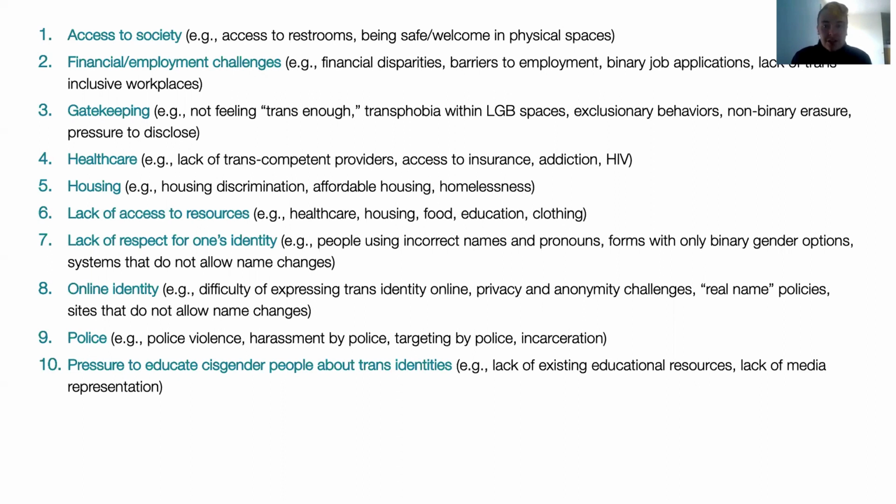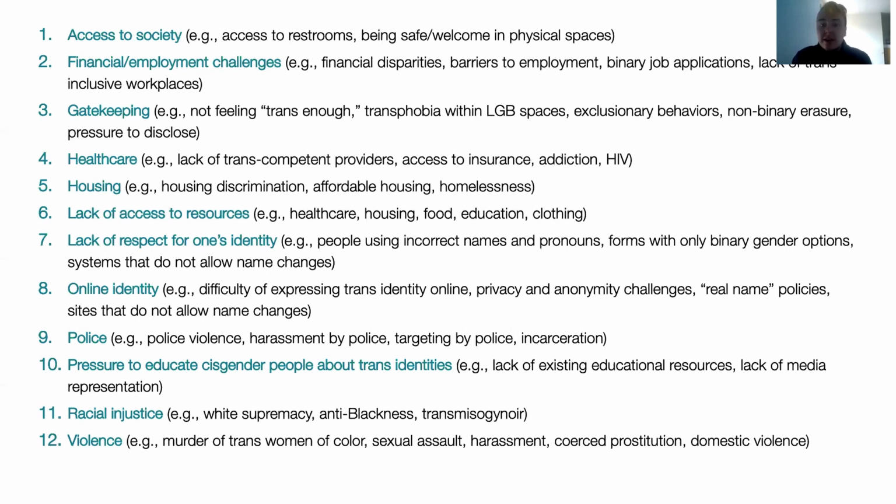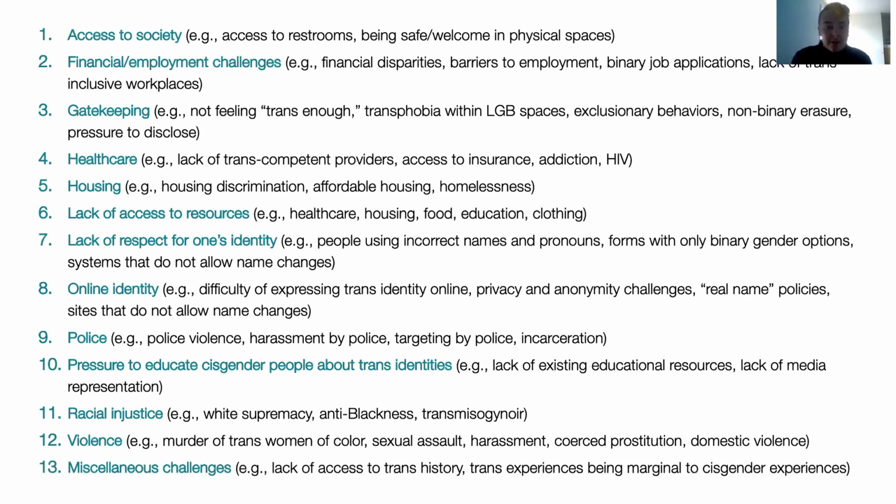Pressure to educate cisgender people about trans identities, such as lack of existing educational resources. Our next one was racial injustice, including white supremacy and anti-Blackness. Violence, including murder of trans women of color, and harassment. And our final category was miscellaneous challenges, which didn't fit into any of the above categories, such as lack of access to trans history and trans experiences being marginal to cisgender experiences.